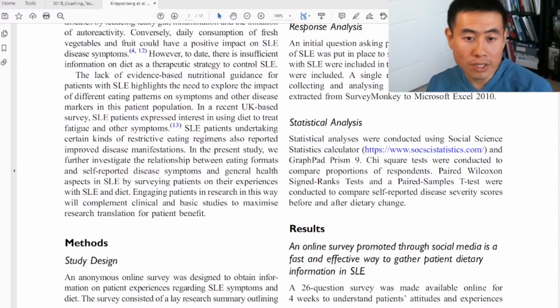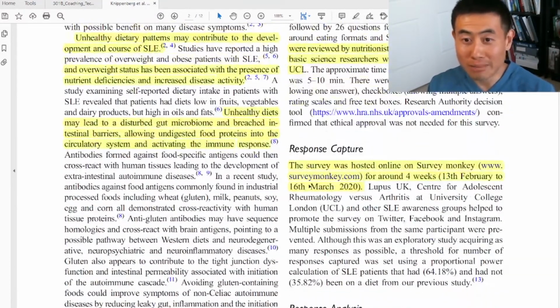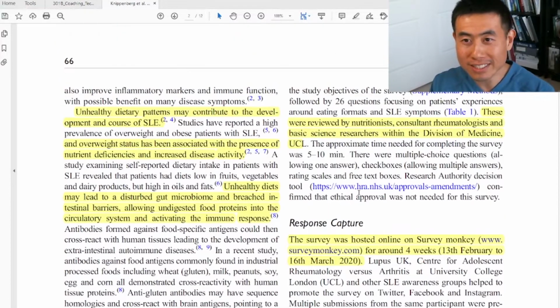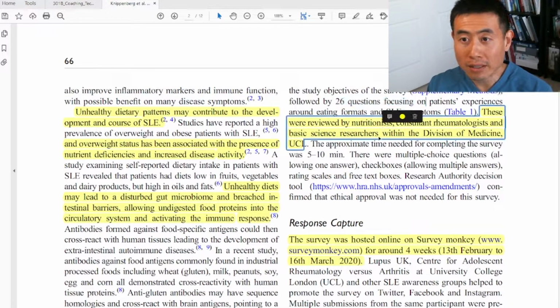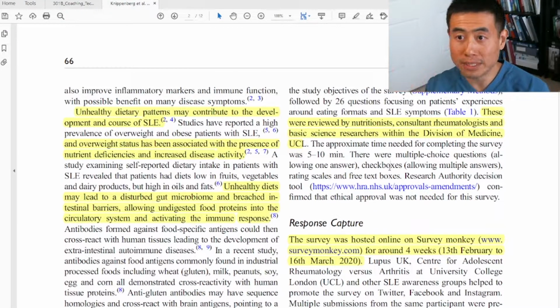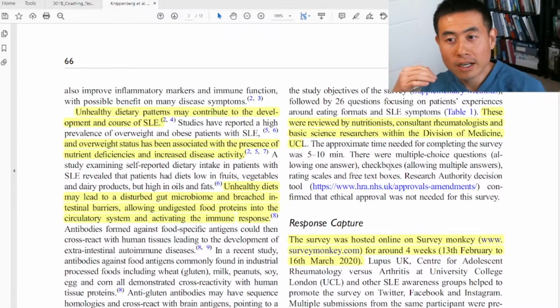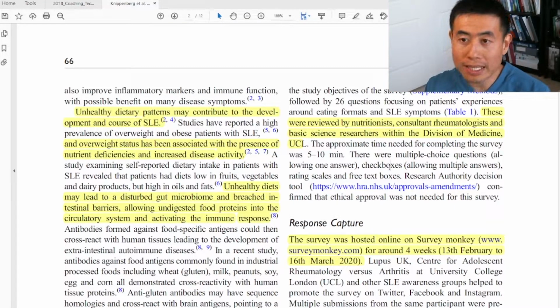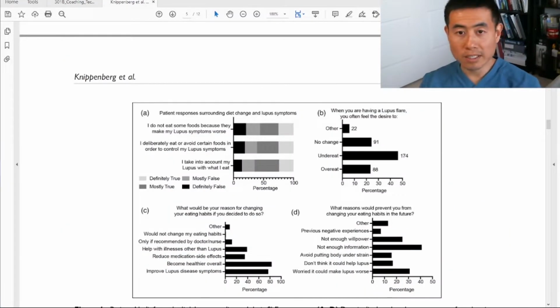So let's get on to how they did the study. The way they did the study was an online survey. They actually used Survey Monkey. It was around 4 weeks, and they had 26 questions about the patients' experience with their eating habits and lupus symptoms. This 26-question questionnaire was reviewed by nutritionists and rheumatologists in the UK. And here are some of the results of the questionnaire.